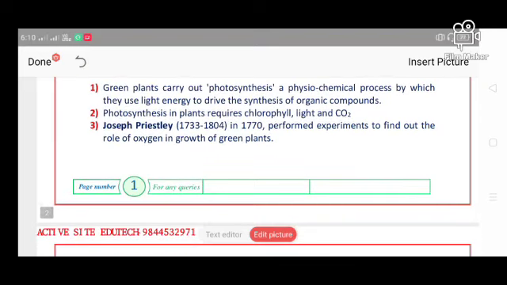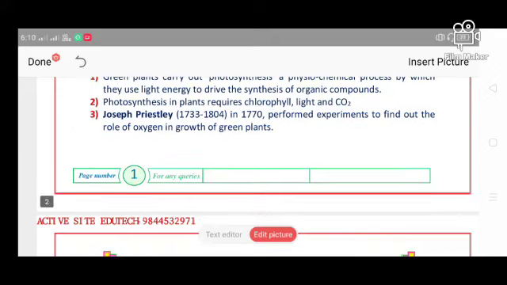The next point is that photosynthesis in plants requires chlorophyll, light and carbon dioxide. It is a very important one. Photosynthesis requires chlorophyll, light and carbon dioxide in order to carry out qualitative photosynthetic activity. If any of the components is missing, then the photosynthesis ceases.